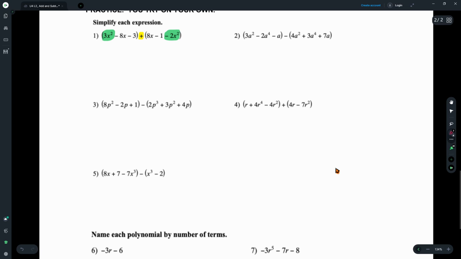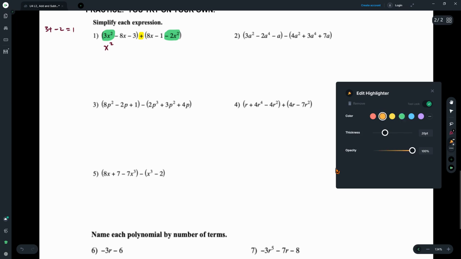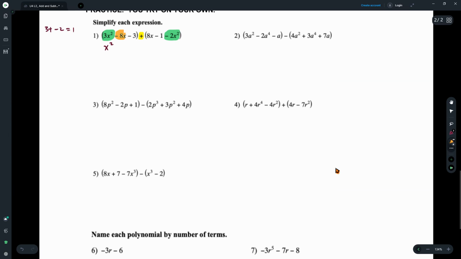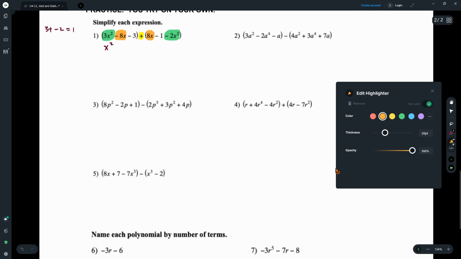So when you do that, you have 3x squared and negative 2x squared. That's basically 3 plus negative 2, and that gives you 1. So I have 1x squared. Then the next term would be the negative 8x. Remember, the sign in front of it stays with it. Back here I have a positive 8x, so they both cancel each other out, and there's nothing else to do there.